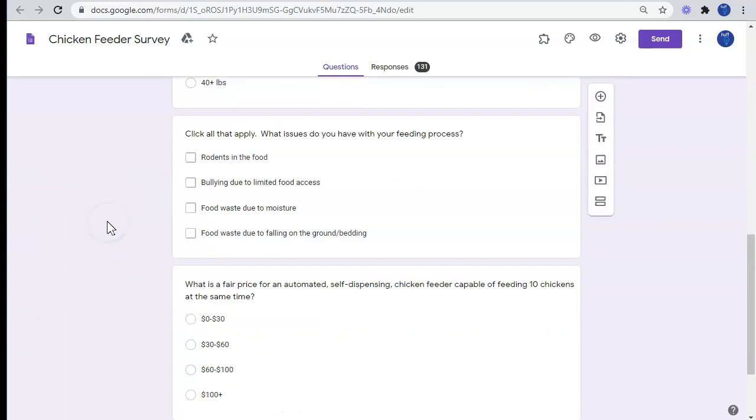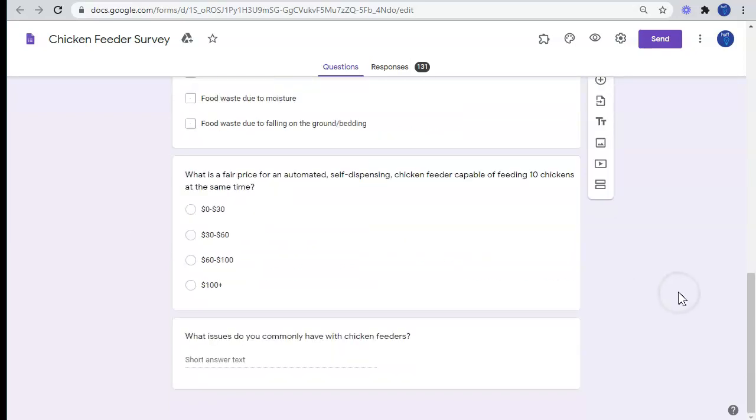And then we wanted to understand problems that we knew were things that needed to be addressed, but we wanted to see if they were also seeing these same problems about rodents and bullying, waste due to moisture and waste due to falling on the ground. Okay, and then we also wanted to assess what they thought about the cost. Should it be from $30 or more than $100? Okay, based on our solution. And then we also had an open-ended question for us to go digest, where they had to explain issues that were common with chicken feeders.